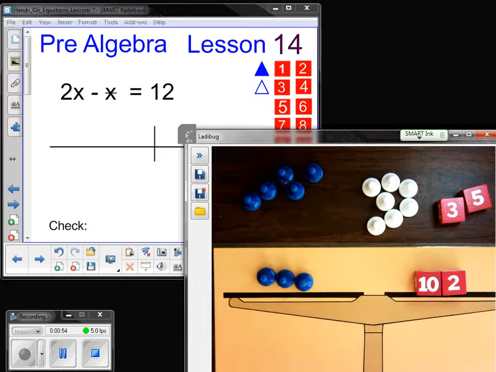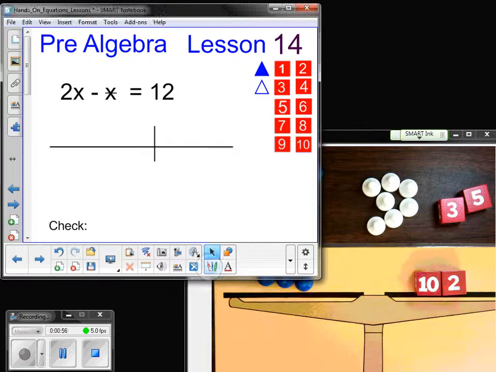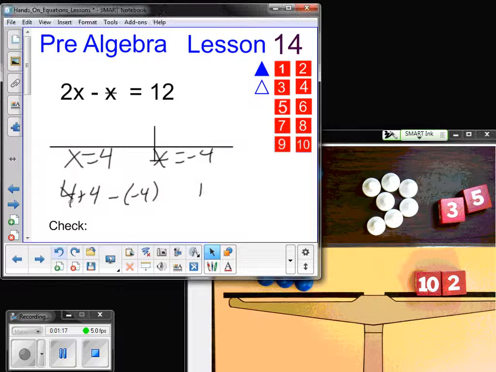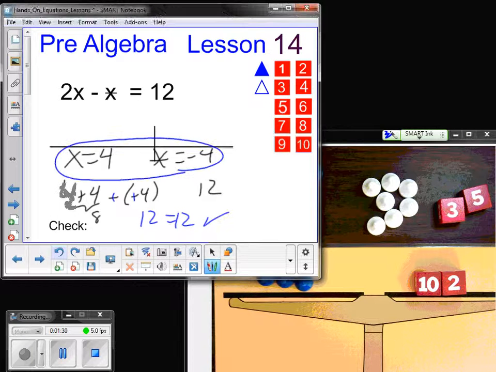So I will check that over here. x equals 4. That would mean star has to equal -4. So on the left, I have 4 plus 4 minus -4. On the right, I got 12. 4 plus 4 is 8. Minus negative. The rule is add a line, change the sign. So it's actually 8 plus 4. That's 12. 12 is 12. That works out. So x is 4 and star is -4.